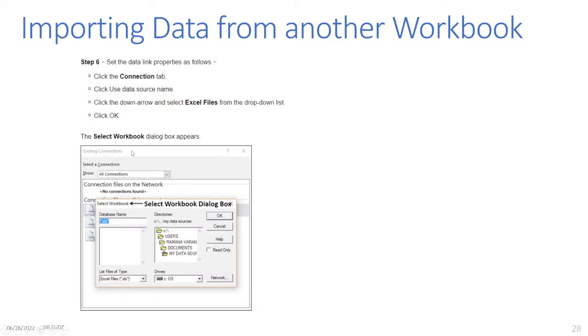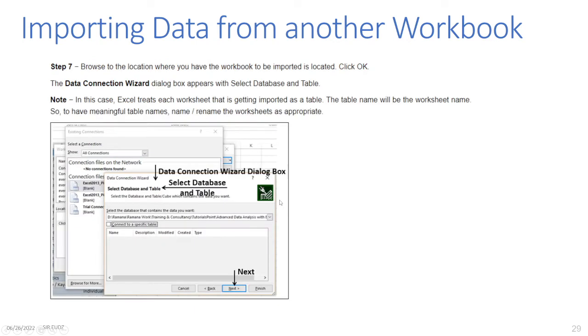The Select Workbook dialog box appears. So this is the Select Workbook dialog box. Browse to the location where the workbook to be imported is located. So we have to browse, then click OK. The Data Connection Wizard dialog box appears with Select Database and Table. So once we have selected the workbook, the Data Connection Wizard dialog box will appear.